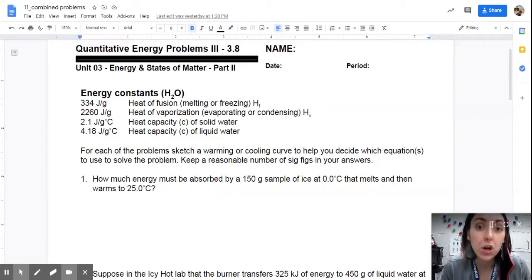Hi guys, so we're going to go through page 18 and 19 in your Unit 3 packet. So make sure you have page 18 out in front of you. It looks like what is on the screen here. And I'm going to take you through this just like I would if I was in class.